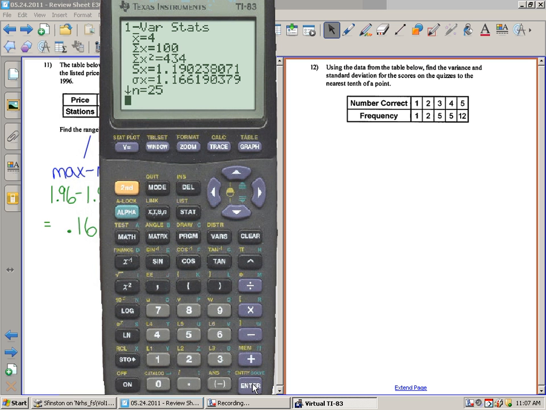So using the data from the table below, find the variance and standard deviations for the scores on the quizzes to the nearest tenth of a point. It doesn't say that we have a sample, right? So which one should you probably use? Population, right? But I have a feeling in the end it's not going to make a big difference. The only time that really makes a big difference is if it's very obvious that it's a sample or it specifically asks for the sample or the population. Maybe we should do both just to be sure.